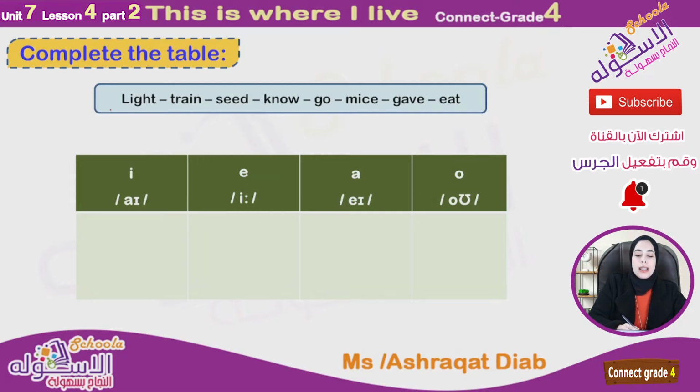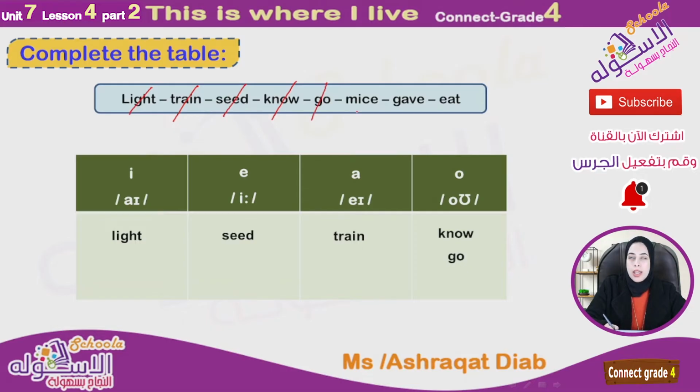Well, let's see the first one, the word light. What do you think the word light should be with? Bravo, it should be with the long I. So this is light. Well, what about train? A. So it's with A, train. Excellent. Well, then seed. It's easy, of course this is long E. Very good. Seed. Know. O. So this is long O. Excellent. Go. The same O.